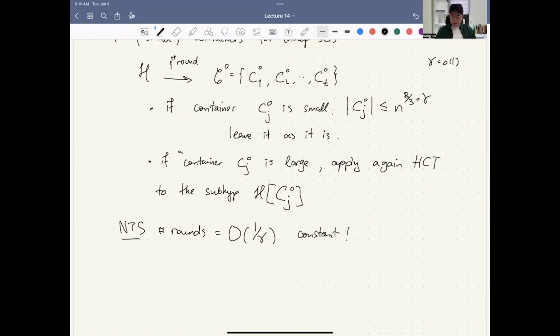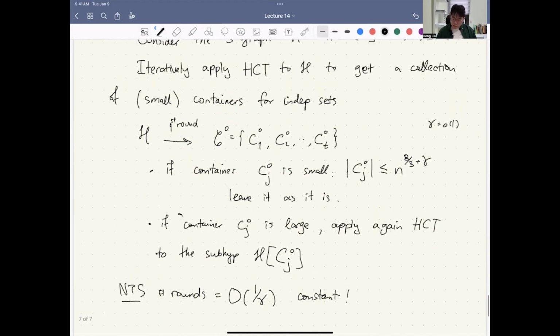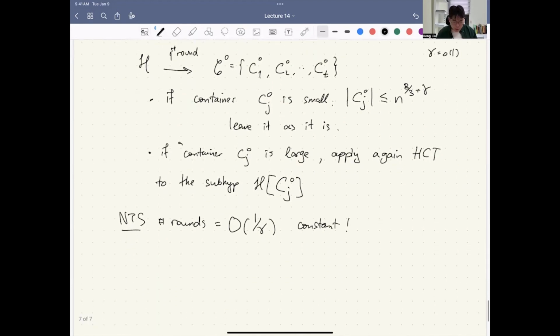So let's parameterize things. Suppose we have some container at some stage. Let's say we are at round i. At the i-th round, we have some container.